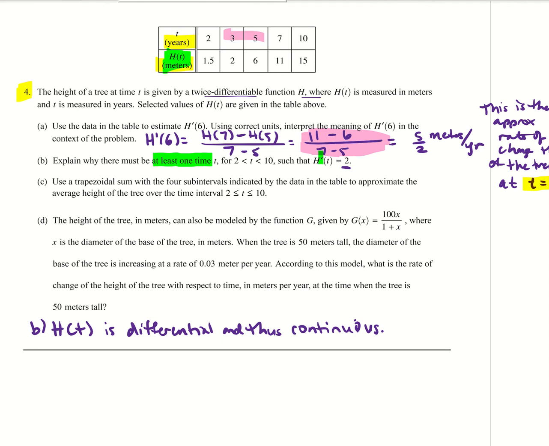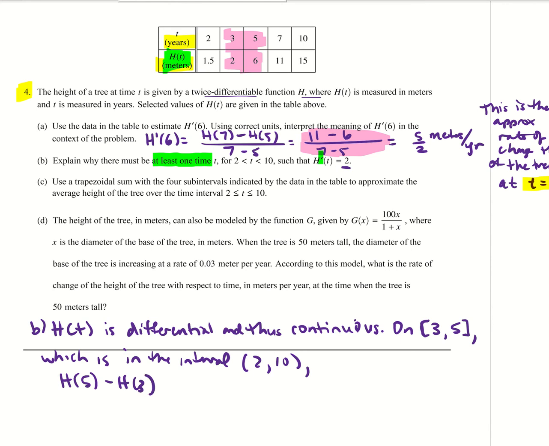So if I keep looking, you might eventually land on this one. If you compare those two, I'd have 4 over 2 for the slope. Those are the ones I'm going to use. So I'm going to say on the interval from 3 to 5, which is in the interval from 2 to 10, for t, we can say that h of 5 minus h of 3 over 5 minus 3 is 6 minus 2 over 5 minus 3, which is going to reduce down to 2.